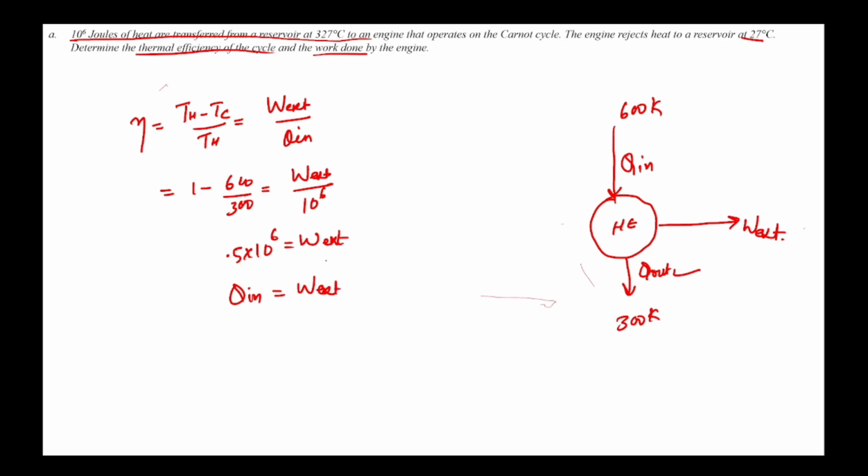Okay, this is work extracted. I'm continuously saying work extracted. Work extracted plus Q out. So Q in, 10 to the power 6, minus work extracted, 5 into 10 to the power 5, or much better if I write 0.5 × 10 to the power 6, is equal to Q out. So 10 to the power 6 into 0.5 will be left out as Q out. Okay, so this is the final answer.